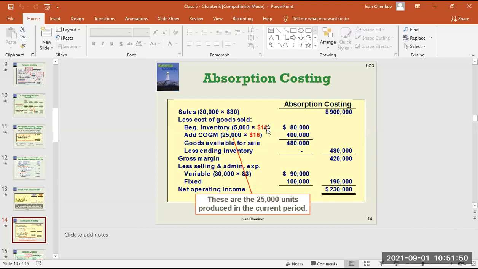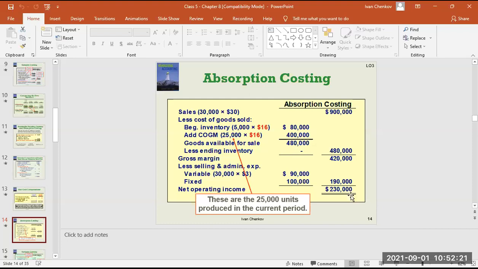5,000 times 16. We're producing 25 times 16, 400. And we're selling everything in this case. We don't have any inventory. So our gross margin will be 420. The variable expenses here, which are the period expenses, will be based on the selling and administrative expenses, 30,000 times $3, 90,000. And the fixed 100,000 each time. So the net operating income here will be 230,000.